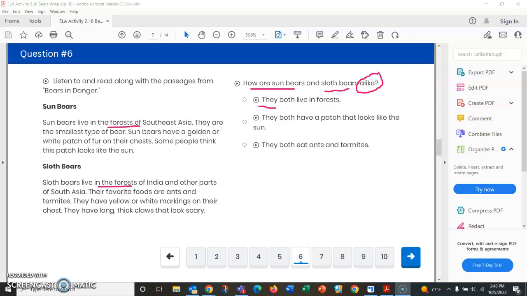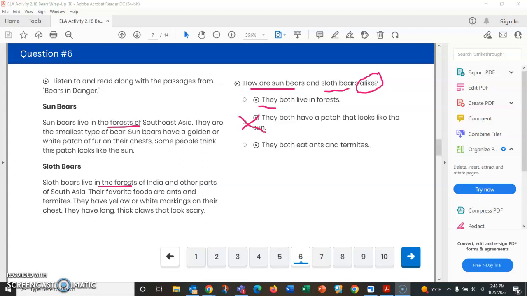Let's see here. Sun bears have a golden white patch of fur on their chests. Some people think it looks like the sun. That's interesting. For sloth bears, it says their favorite foods are ants and termites. They have yellow or white markings on their chest. It doesn't say anything about it looking like the sun, though, so we don't want to pick that for an answer. And that's how we read really carefully, make sure we get the right answer.